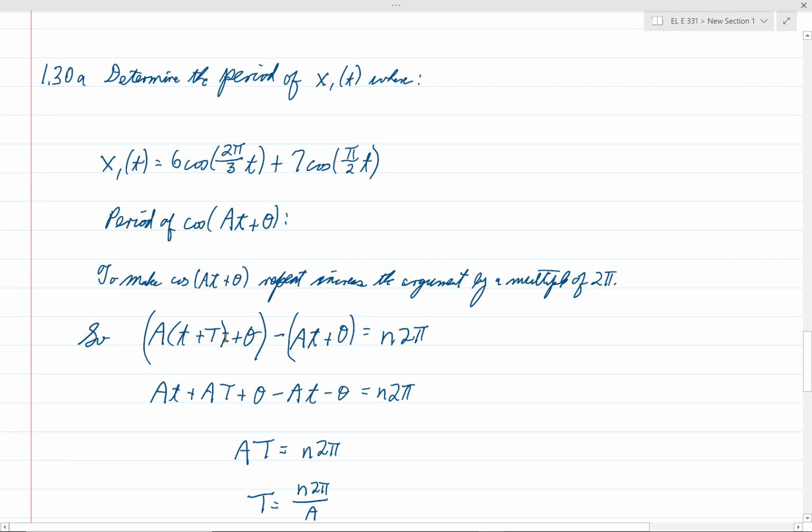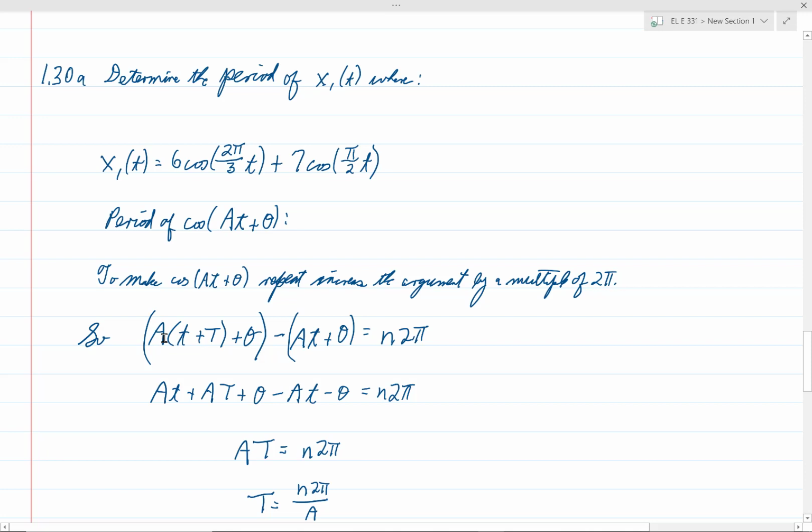So when t increases by a certain amount, that will make the entire argument increase by 2 pi, then the function will repeat. And so we need to figure out that amount by which little t needs to increase to make that happen. Okay, so again, to make cosine of at plus theta repeat, increase the argument by a multiple of 2 pi. So, well, what is the increase? How much do we increase the argument?